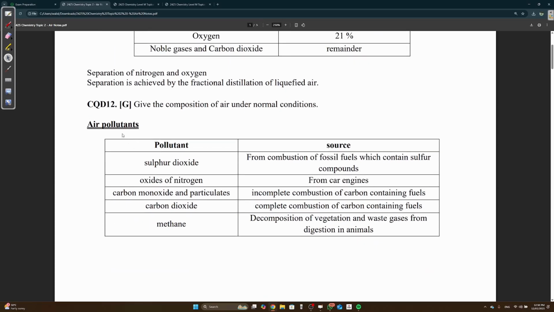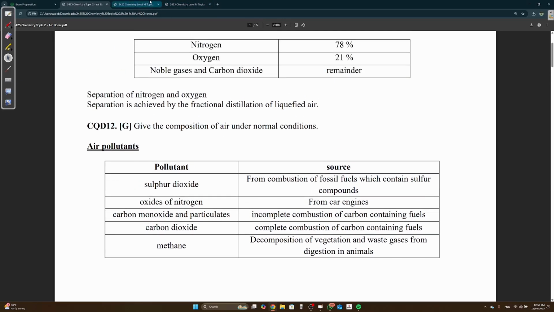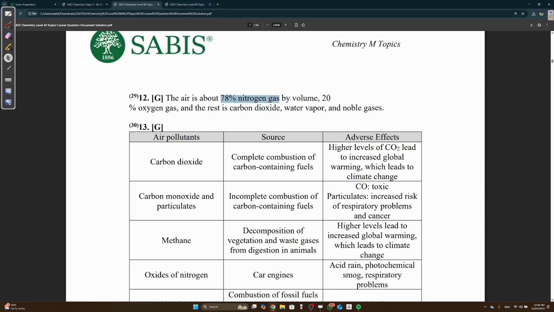Wait, what? No, this isn't the answer. Oh, okay. Give the composition of air under natural conditions. This is the answer over here, right? Pretty self-explanatory. 78% nitrogen, 21% oxygen, and the rest is carbon dioxide, water vapor, and noble gases.